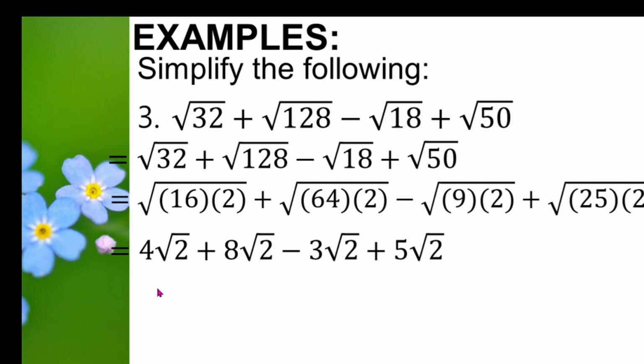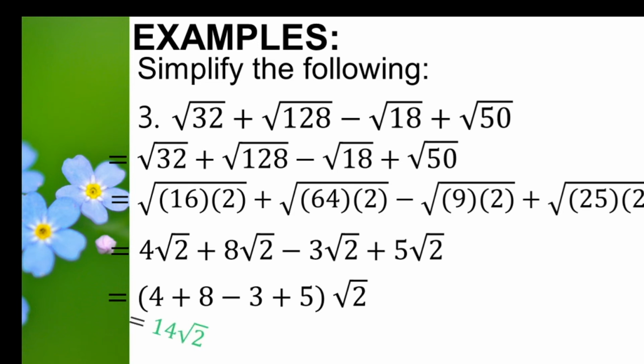Therefore, we can combine their coefficients. 4 plus 8 is 12, minus 3 is 9, plus 5 is 14, and copy the common radical. So we have 14 square root of 2.